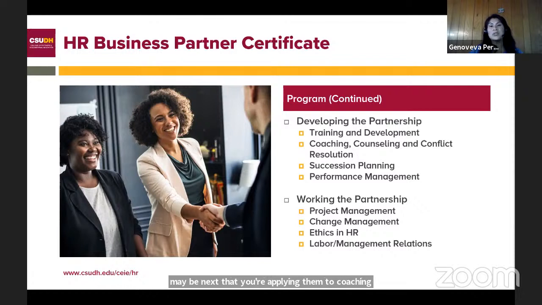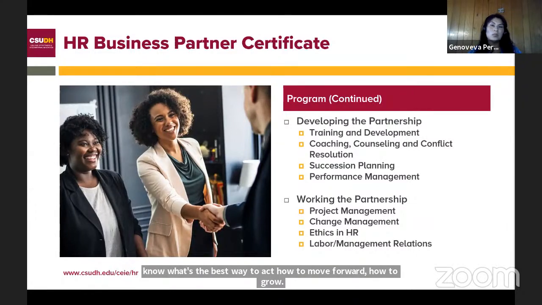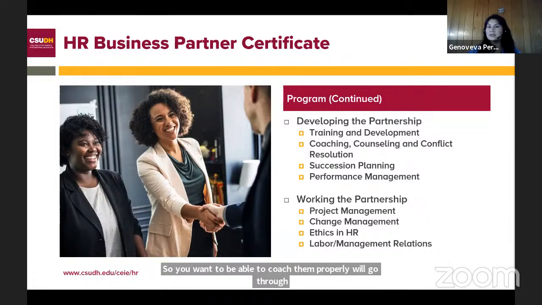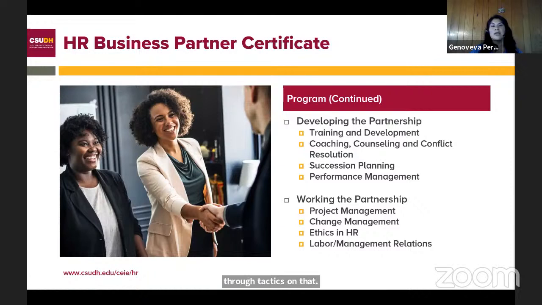Coaching is very important within the organization, so employees know what's the best way to act, how to move forward, how to grow. So you want to be able to coach them properly. We'll go through tactics on that, play some scenarios with that, counseling employees as well. And we've got to remember, counseling is not just because they did something bad, but we want to counsel them so they can improve and do better.